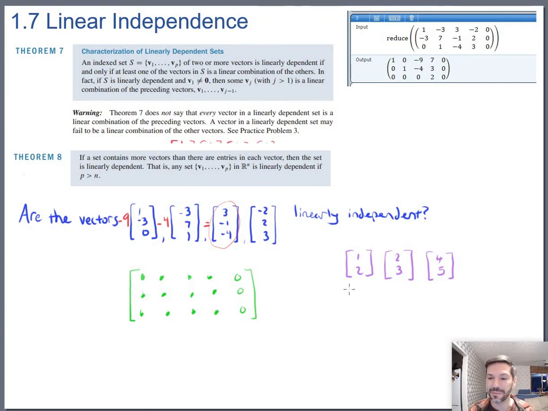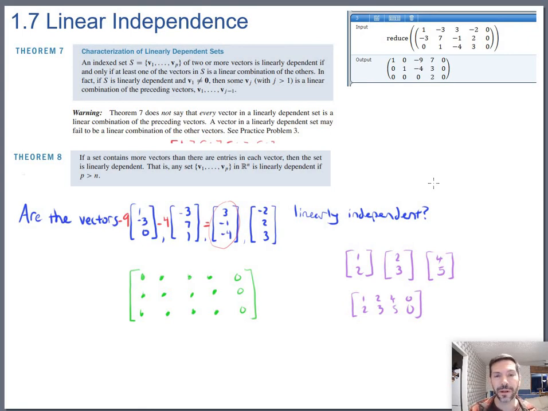If I augment and row reduce that, at most there's going to be 2 pivots. There's going to be a free variable. There will be multiple solutions besides the trivial solution to this one. So that's how I was able to look at our starting example right away and just say, hey, there are 3-dimensional vectors here, but there's 4 of them. That's too crowded. There's too many of them. It's going to be linearly dependent when I row reduce.